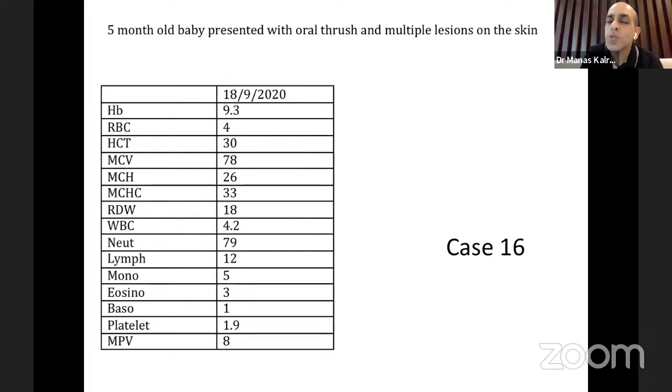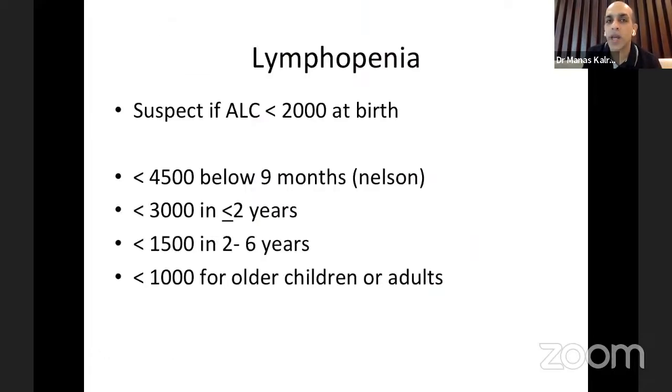Young babies usually have lymphocytosis, but in this baby, the lymphocytes are low. I showed you in the first two slides that with age, the CBC changes, and I showed you lymphocytosis in normal children. Here in this particular case, who has got so many lesions on the skin, it looks like something drastic is happening to the child. There is actually lymphopenia. So suspect that this child may have a serious problem if there is serious lymphopenia.